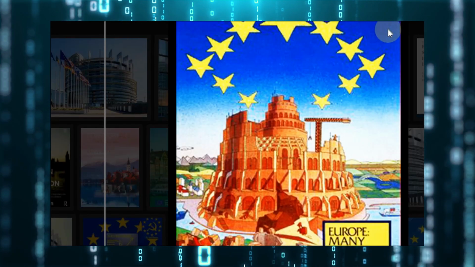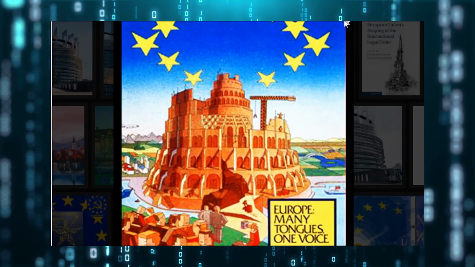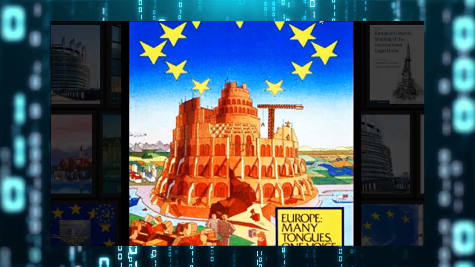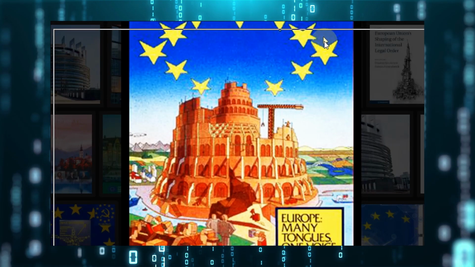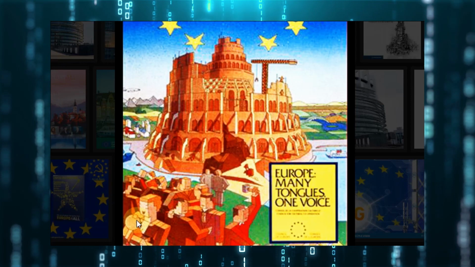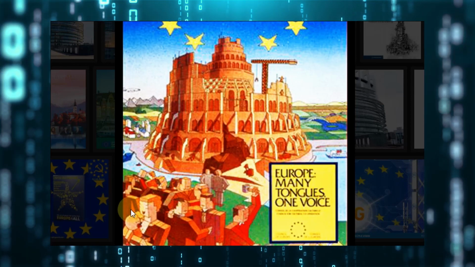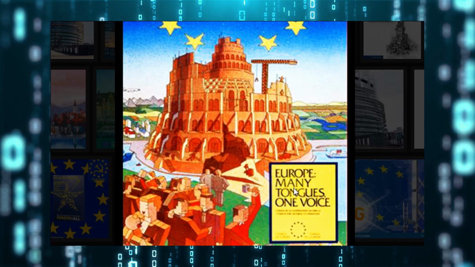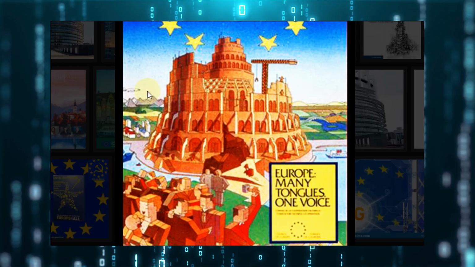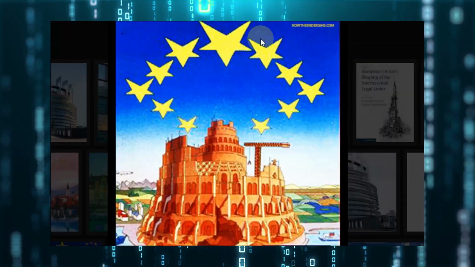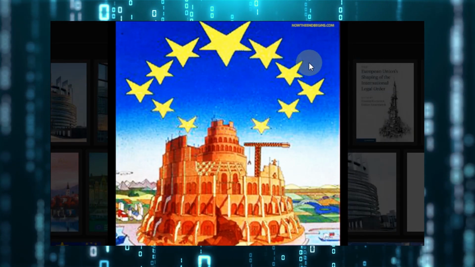An early example that influenced me was this poster for the European Union. You may have come across this in 2006, 2007. You see these faces, which are in three-dimensional blocks with features distorted, making them appear as Lego characters. Europe, many tongues, one voice. You see a Tower of Babel-like structure in this poster with stars wreathed around, all upside down.